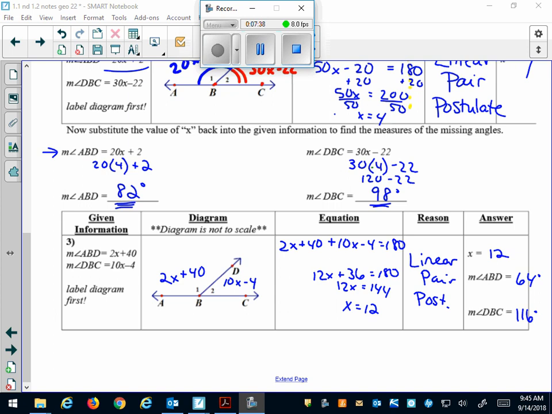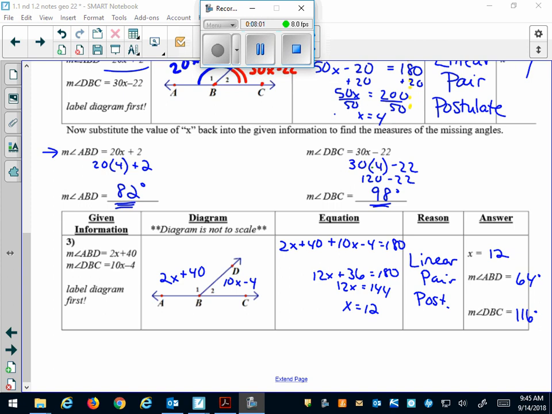Okay, so you guys did a good job. Remember that you have to have an equal sign to be able to solve. In this case, they didn't give it as given information because we were supposed to just be able to tell from the picture that it adds up to 180. So solve, you get x is 12, plug 12 back in, you get 64 and 116.